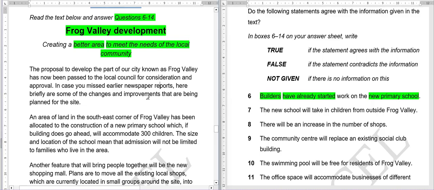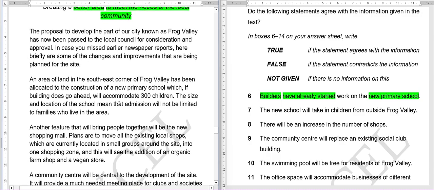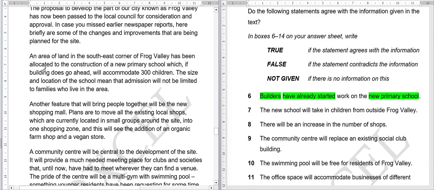So we can do two things. Either we read the second question, or we read the second paragraph, and even if we are not able to find question number 6 in the second paragraph, we can read the second question. So I will read the second question and see if there is any information in this paragraph. The new school will take in children from outside. Okay, there is nothing about the new school till now, so obviously we will read the second paragraph.